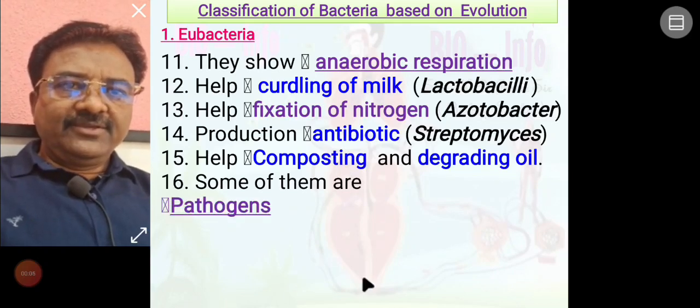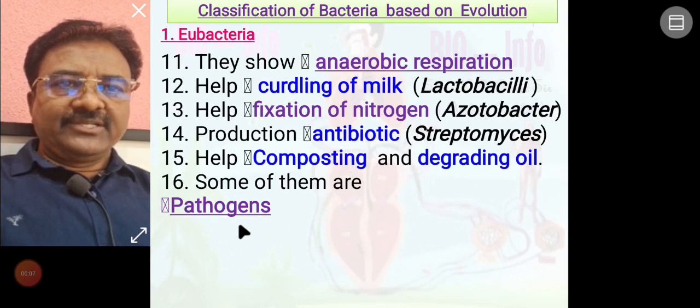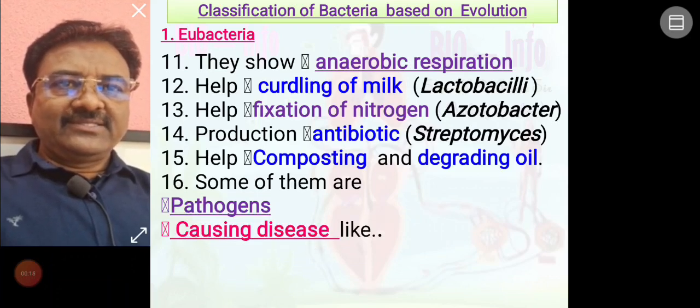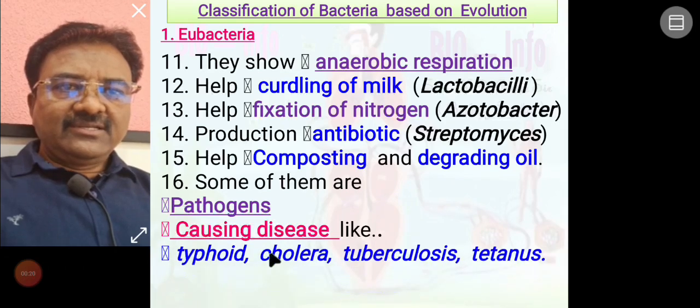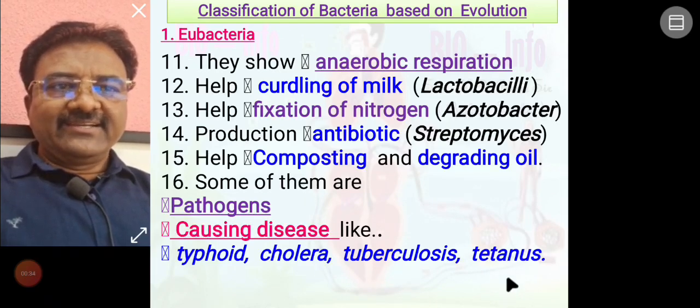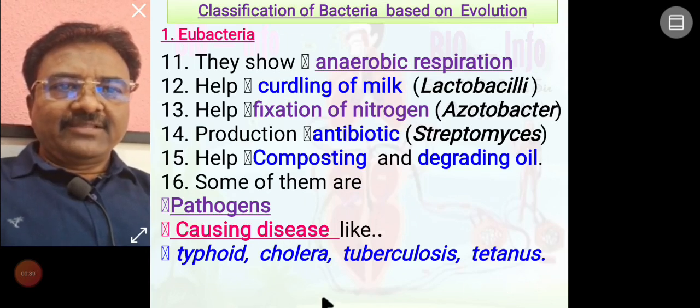Some eubacteria are pathogens and cause diseases. What are the diseases caused by eubacterial pathogens? Noted here are typhoid, cholera, tuberculosis, and tetanus. These four different types of diseases, typhoid, cholera, tuberculosis, and tetanus, are caused by eubacterial pathogens.